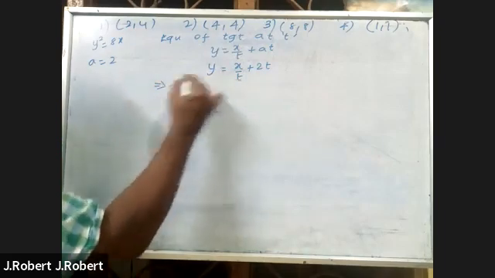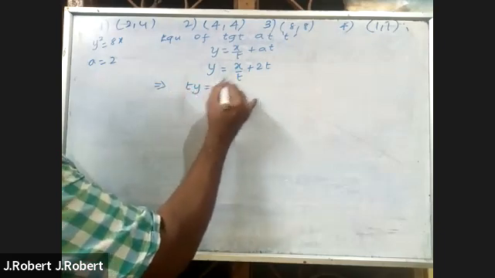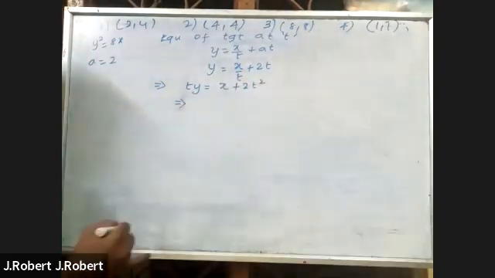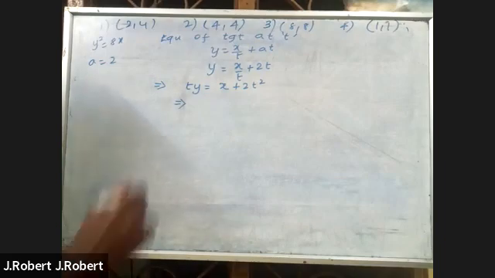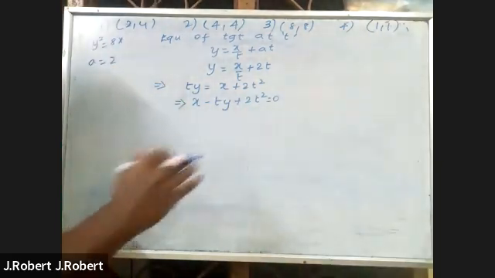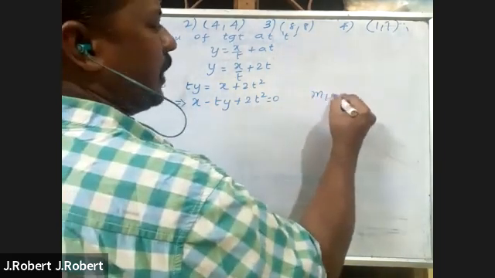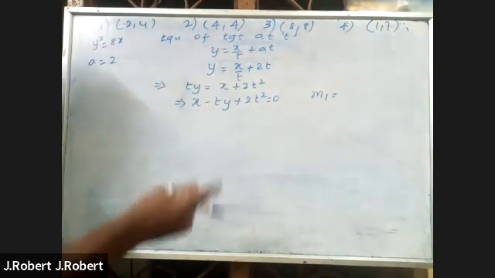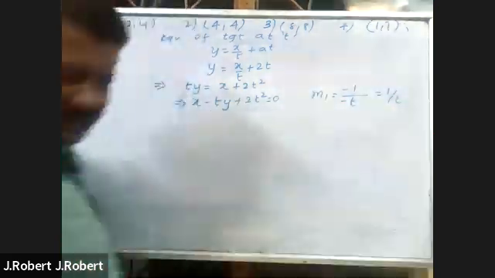We can form an equation from this. We can write this as ty equals x, and cross multiplying, plus 2t squared. So now we can write this as 2t squared. Now this can be turned into a straight line: x minus ty plus 2t squared equals 0. So this is the equation of the straight line, the standard form of a straight line. Then from this I need to find the slope, say this is called m1. The value of m1 is minus coefficient of x divided by coefficient of y, that is minus 1 divided by minus t, which equals 1 by t.